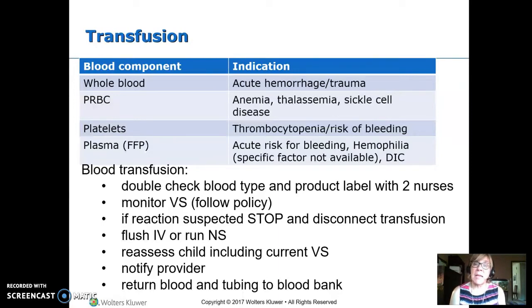So if there is any concern that you suspect a transfusion reaction, you immediately stop the transfusion and disconnect it. Then flush that IV, because we want to keep that IV working, but we want to get that blood away from the patient. Don't throw it away though. We're going to reassess their vitals, notify the provider. They're going to want to know what those vitals are. So hopefully we have them on a monitor, and that only takes a second to do. And then everything is going to get sent back to the blood bank. So the tubing and the bag, everything.